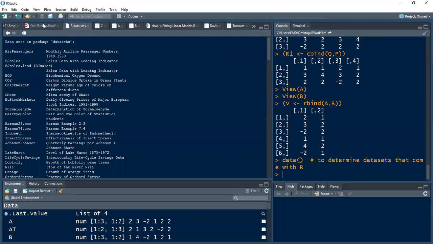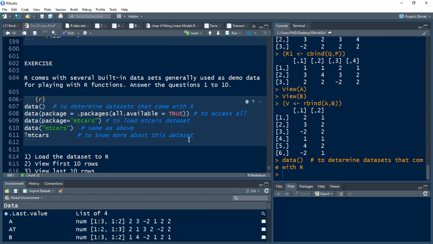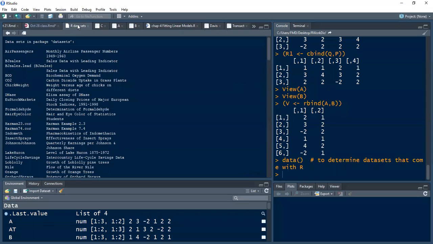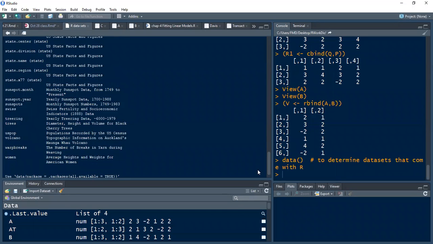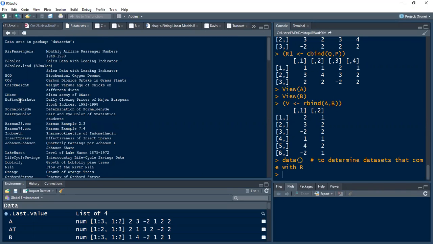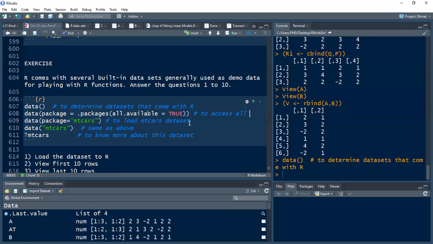Now this is not the complete one. Some packages have their data sets that go with them. So if you want to access all, data(package = .packages(all.available = TRUE)). So if I run this, before I run this, our data sets, it does not give us the number, but let me just run this.